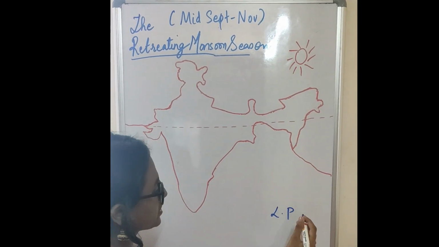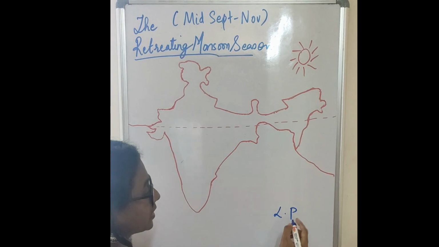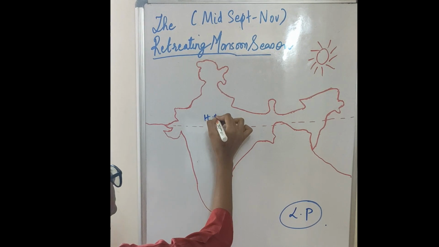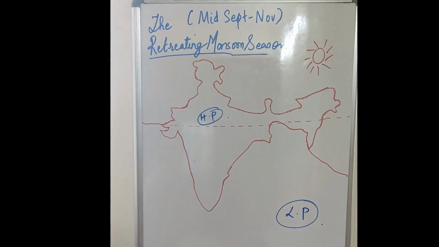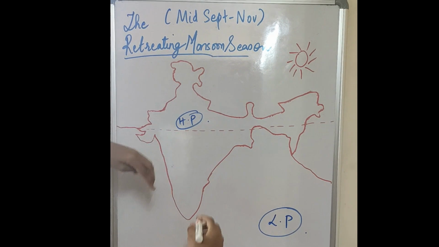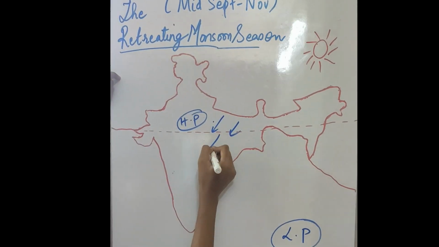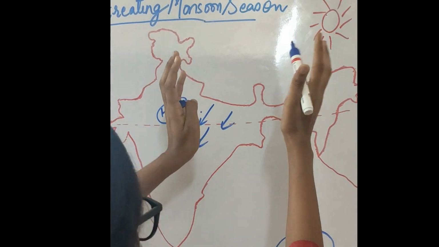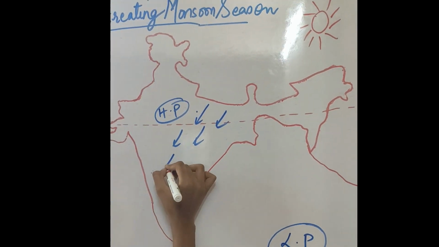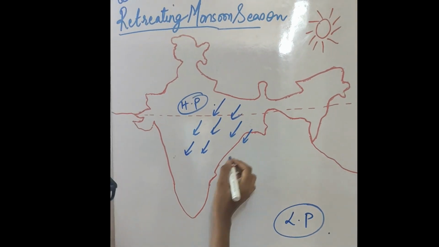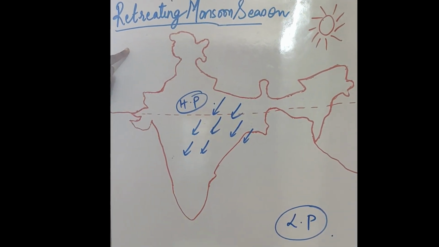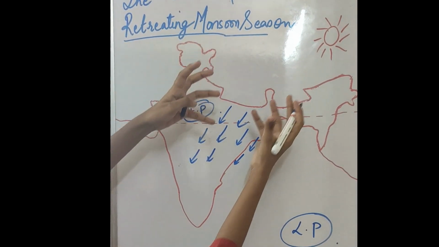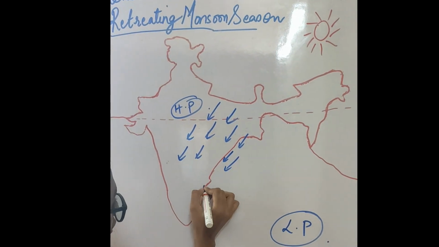So now the low pressure has moved down, correct? Since the sun has moved down, low pressure has been created in the Bay of Bengal region, and slowly high pressure has developed over here in the northern plains. So as the monsoon retreats, it will come back like this from the northeast. From the northeast, it's going to start blowing down. So that's why this retreating monsoon season is also called the northeast monsoon season. Now as it blows back, it reaches Tamil Nadu.